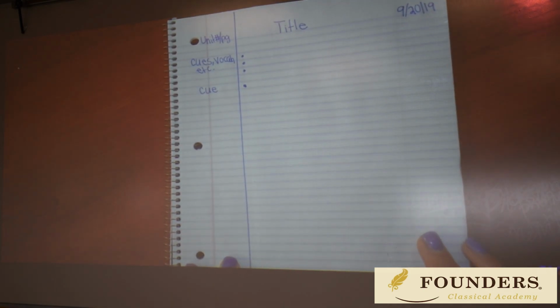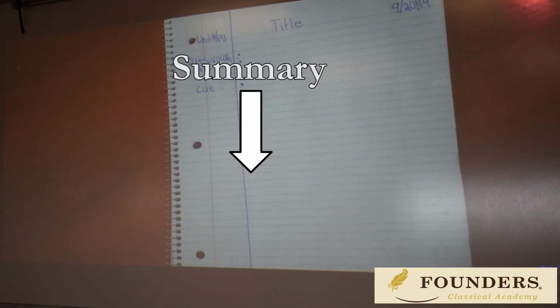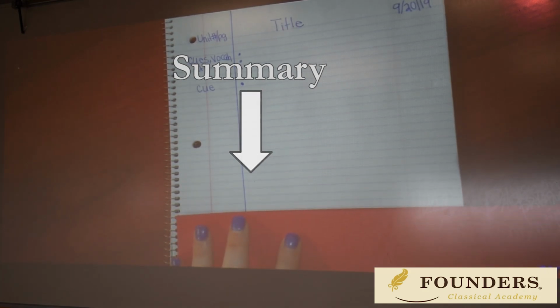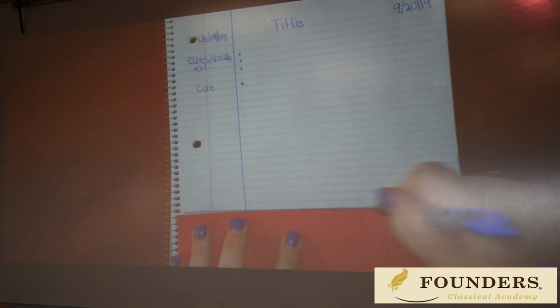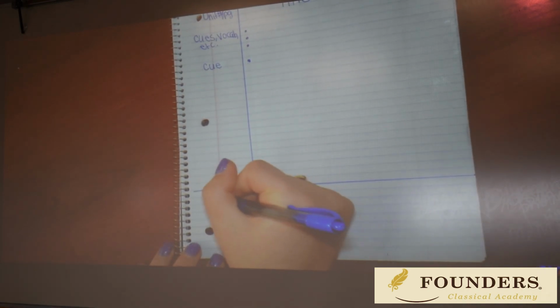At the very bottom of the notes, you're going to have a summary space. You'll draw a horizontal line where we can write a summary.